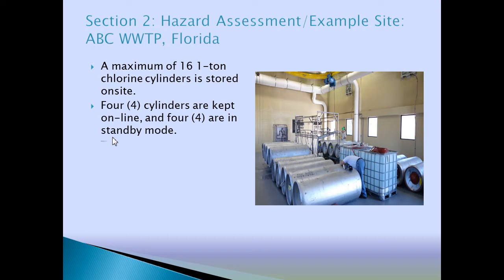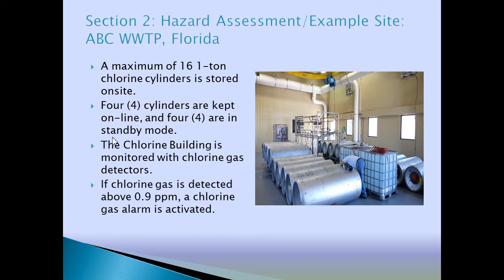And then they had 4 in standby mode. And then they had one stage of full cylinders ready to go on as a backup. And then they had another section of empty cylinders ready to leave. So that's how this facility was set up. They had a chlorine alarm set up for detection of 0.9 parts per million, and that will activate the chlorine alarm saying, okay, we have a leak, you guys should leave the room or attend to the leak.